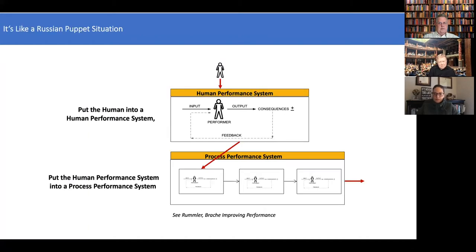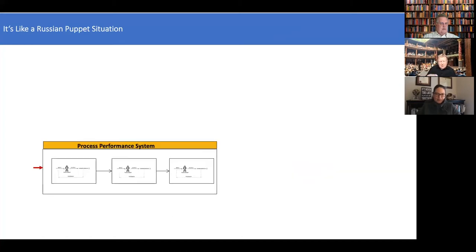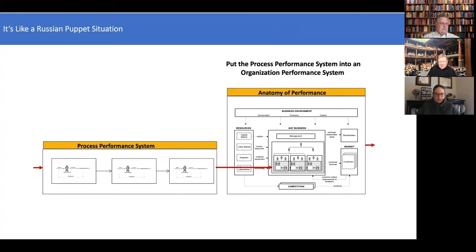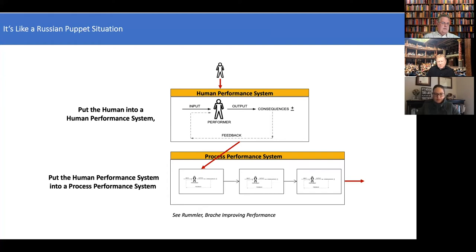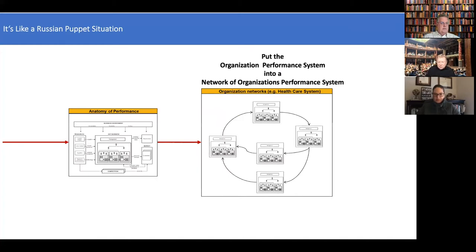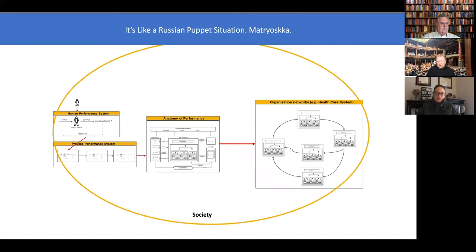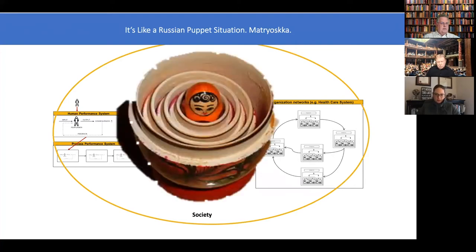So this is just a review. If you think about those stacking dolls that the Russians had, Matryoshka dolls, it's a stacking of areas. We start with the human performance system. The performance goes into processes. Processes go into the whole system, which now goes into the models of what a whole organization looks like, and those feed into that organization. They just keep nesting on each other. Those systems go into multiple systems. And then finally, we have going into society. That's the stacking of the Matryoshka dolls. So you have to think of how all these things work together.